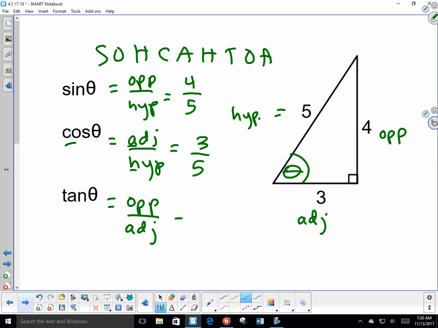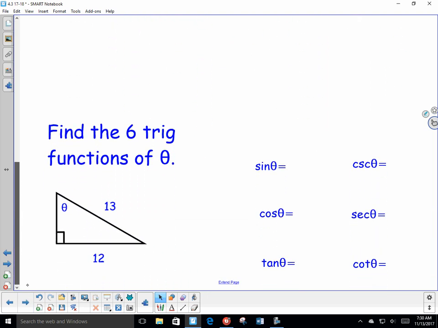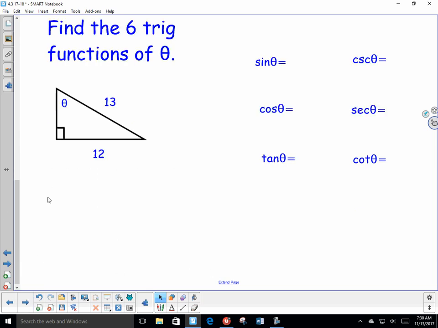And that's going to be 4 over 3. All right, that's how you would find the cosine, sine, and tangent if you know the 3 sides of a right triangle. Let's try this example. We're finding the 6 trig functions of theta in this picture.